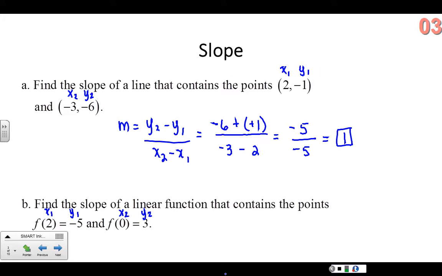So in the same way, we can calculate the slope. So y2 would be 3 minus y1 is -5, so minus -5, over x2, which is 0, minus x1, which is 2. So on top we have 3 minus -5, which we know is addition, so that's 8, divided by 0 minus 2, which is -2. So 8 divided by -2 gives me -4 for the slope.